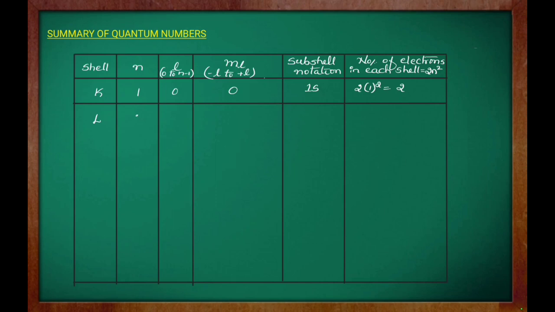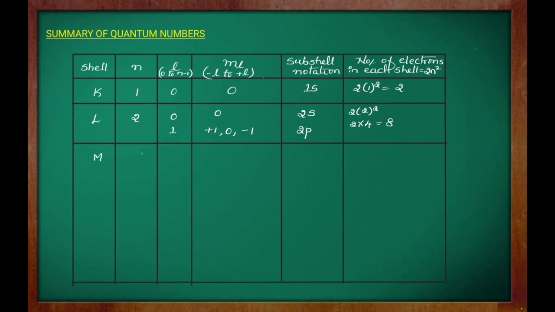For the L shell, the corresponding n value is 2. So, l can take values 0 and 1. Corresponding ml values are 0, plus 1, 0 and minus 1. Corresponding to the ml value 0, the notation is s, and for shell 2 it is 2s. The ml values plus 1, 0, minus 1 are represented as 2p. The total number of electrons can be calculated as 2 into 2 square, which is 2 into 4, equal to 8 electrons.